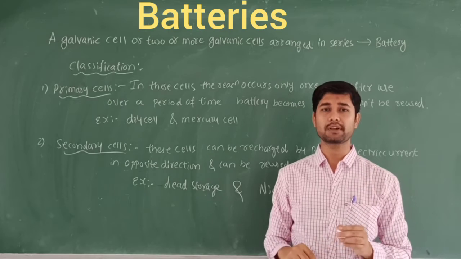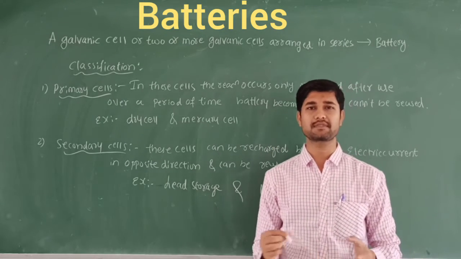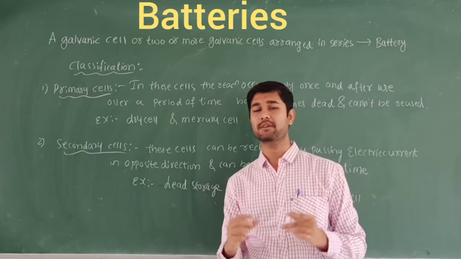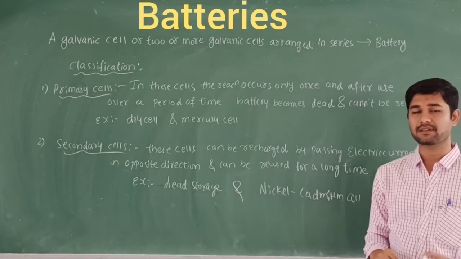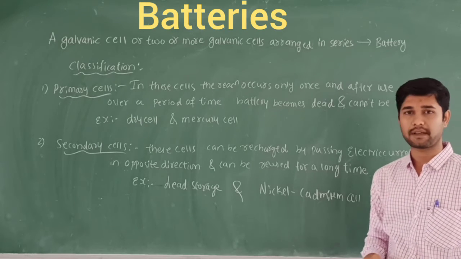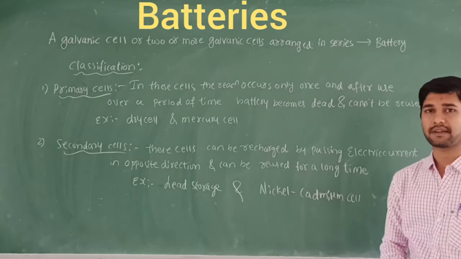One very important use is that a battery can be used in our cell phone, which is very necessary in our daily life. Here we are going to see the classification of batteries or cells. The first one is called primary cells, the second one is called secondary cells. So let us look at these primary cells.